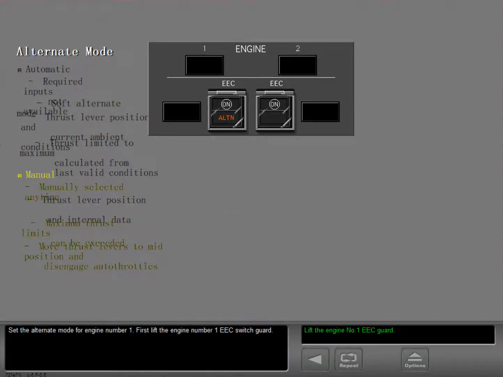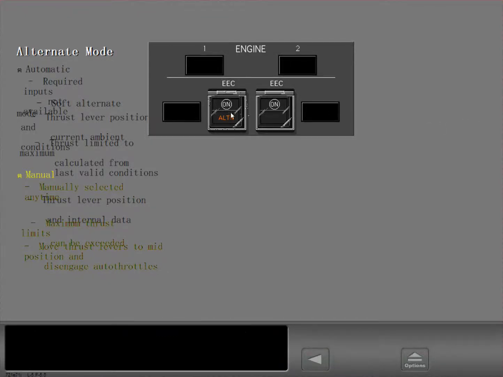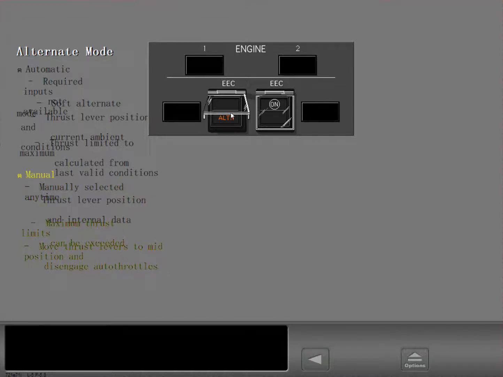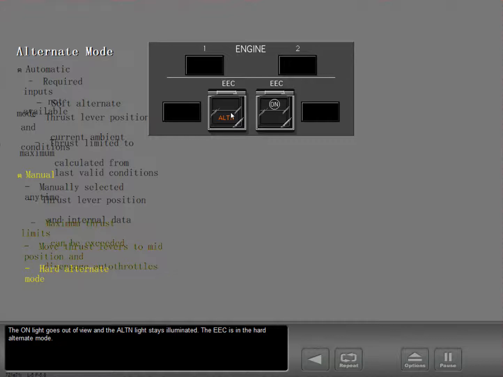Set the alternate mode for engine number 1. First, lift the engine number 1 EEC switch guard. Next, push the EEC switch. The on light goes out of view and the alternate light stays illuminated. The EEC is in the hard alternate mode.